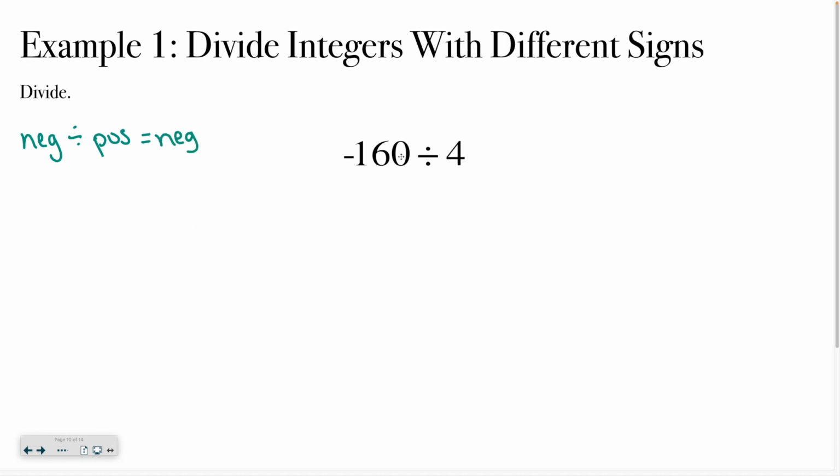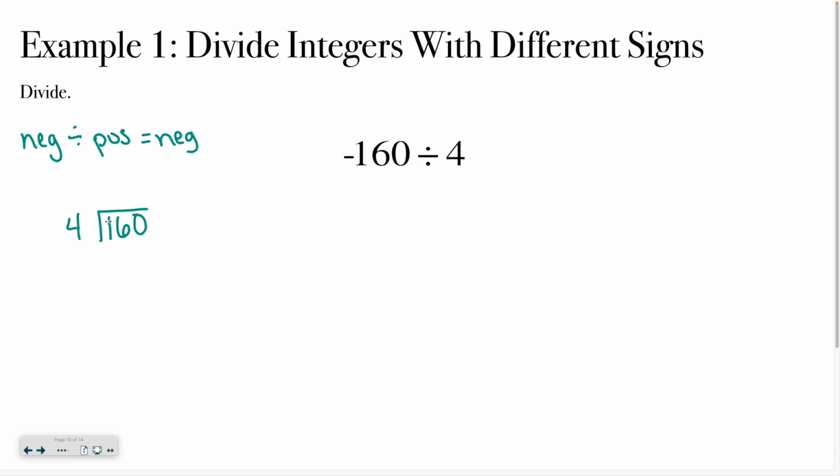And then 160 divided by 4. If you're unsure, you can do some long division. If you don't remember how to do that, I'll show you very quickly. You take the second number, put it outside the little house, and then the first number goes inside the house. And I'm ignoring the signs for now.